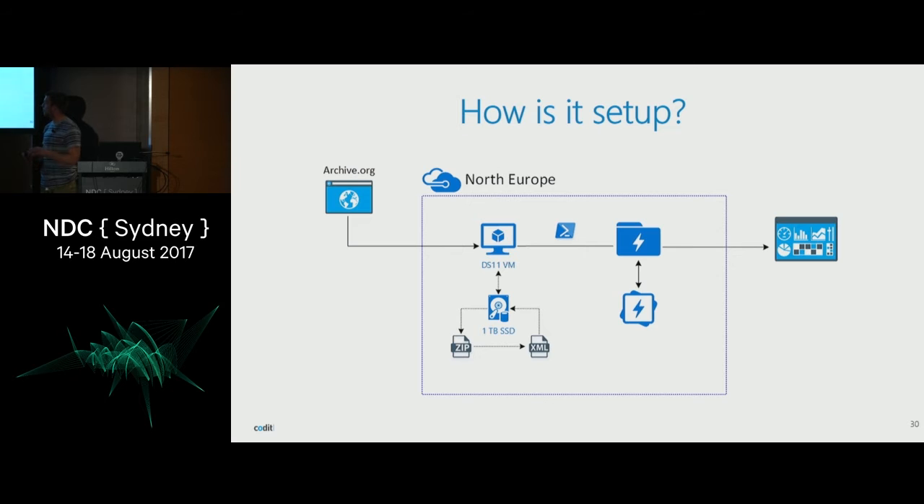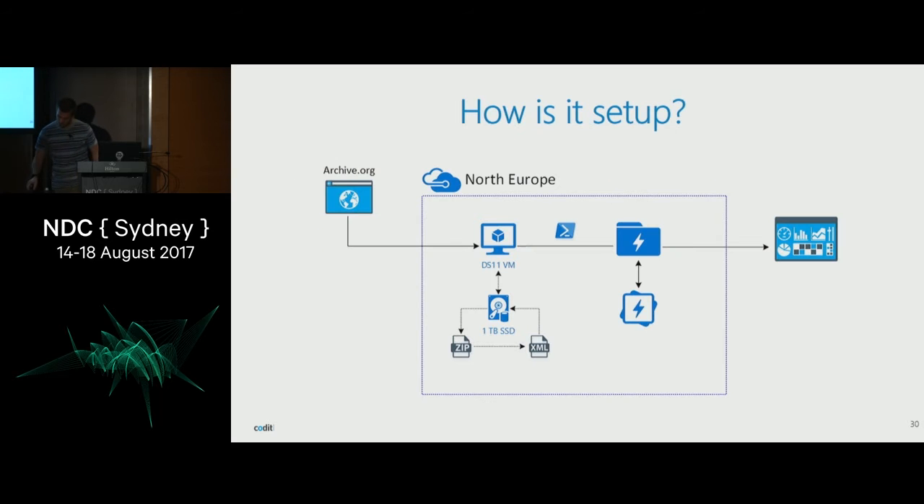So this is a small setup of what we used. We have archive.org, which is the website where they publish this. So I provisioned a VM in North Europe, where I download all the zip files. I extract them on an SSD of 1 terabyte. So I had a lot of XML files then. Then I used a PowerShell script to upload it to Data Lake Store. Then I used 2 scripts to aggregate them and run the business logic on top of it. And then Power BI uses the data of Data Lake Store.